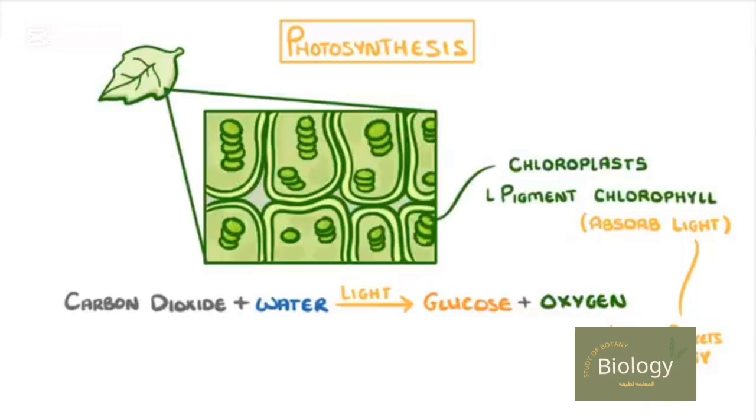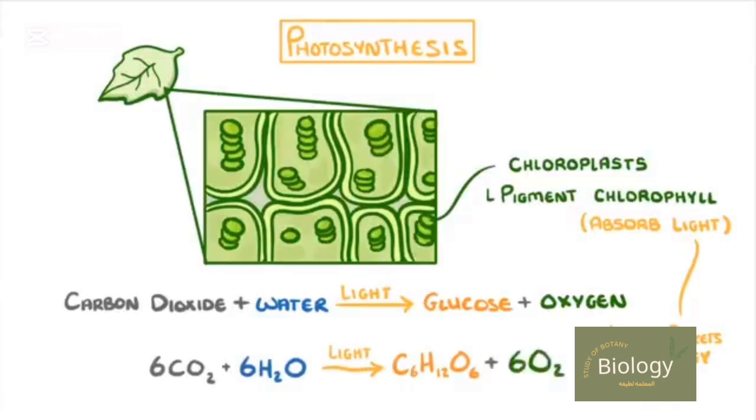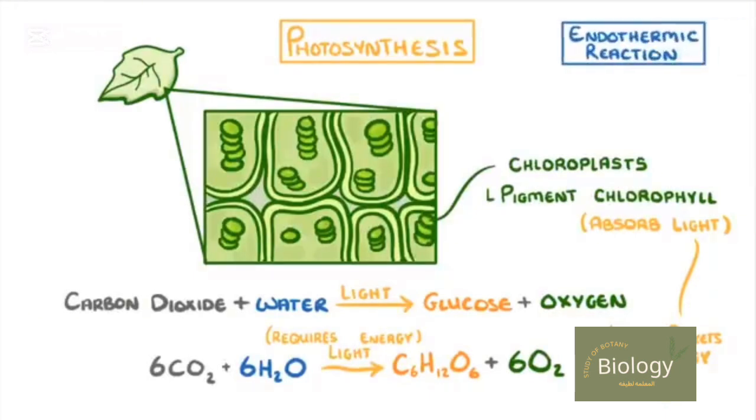We can also write this equation using chemical symbols, where we'd have 6 CO2 molecules combining with 6 H2O molecules to make a single molecule of glucose, and in doing so also give out 6 O2 molecules. Notice that we've written light on top of the reaction line here. That's because the reaction requires light energy for it to take place. Whenever energy from the surroundings is used to help a reaction take place like this, we call it an endothermic reaction. And in this case, we could say that energy is transferred from the environment to chloroplasts by light.